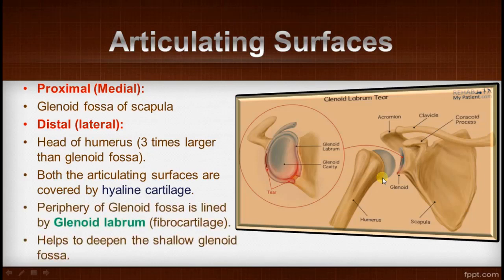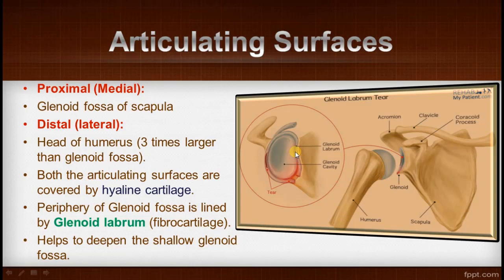Now if you look at the margins of this glenoid fossa, one more rim of fibrocartilage is attached to it, that is actually called the glenoid labrum. Now here in this picture some tear is shown, so don't worry about that tear. I just want you to see how the glenoid labrum is attached to the periphery of the glenoid fossa.